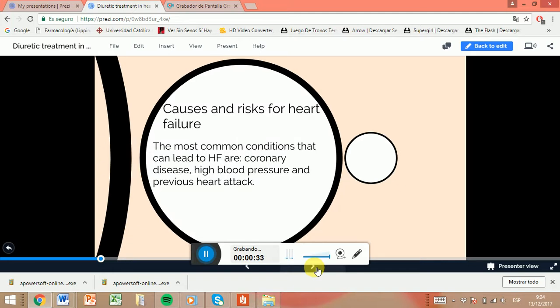Causes and risks for heart failure. The most common conditions that can lead to heart failure are coronary disease, high blood pressure, and previous heart attack.